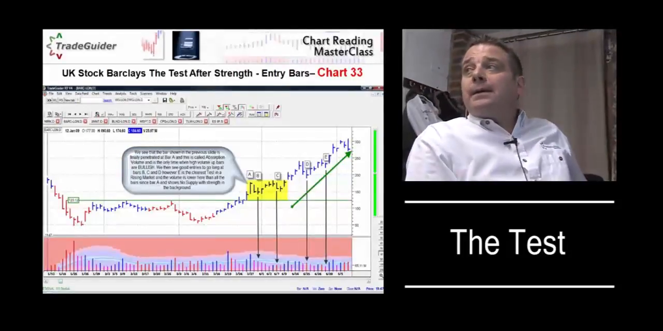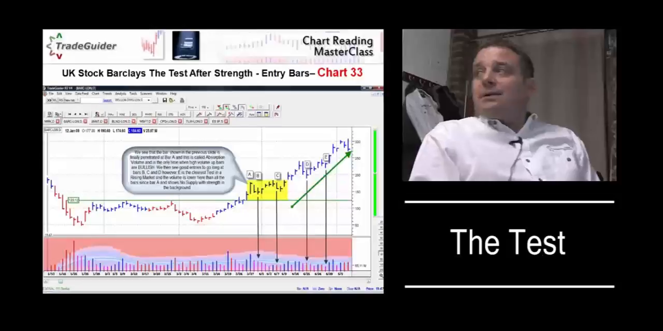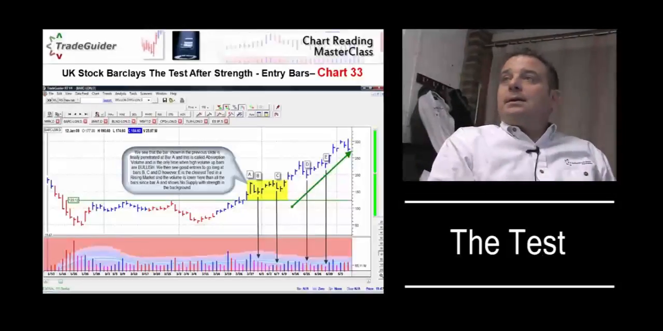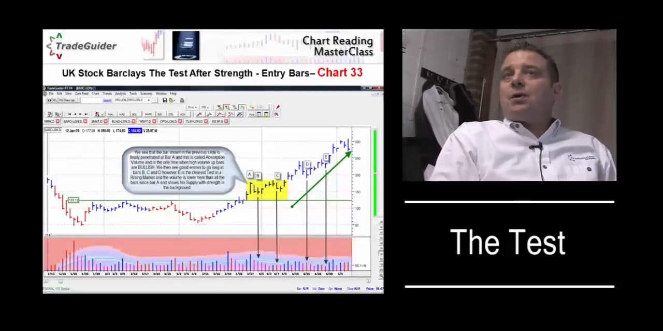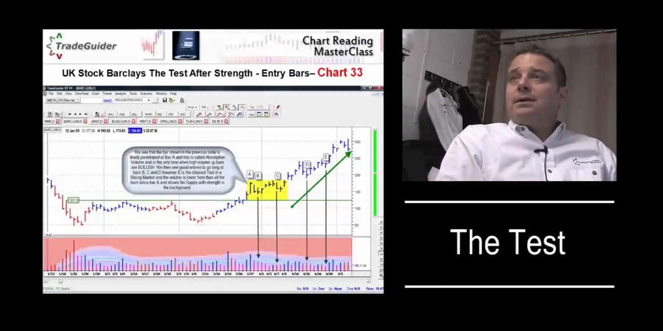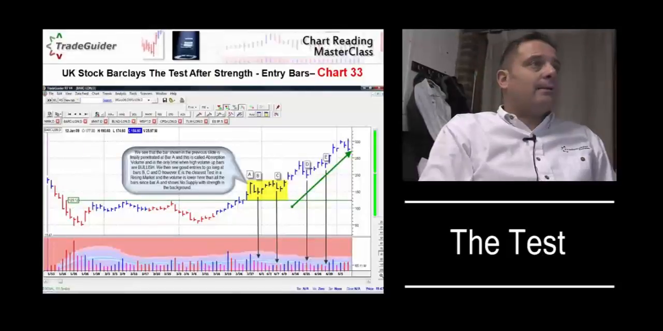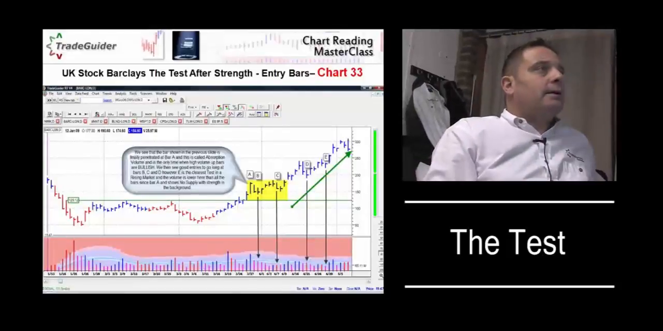Yes. Anything to add to that? Nothing I can really add to that one. Okay. Tom, anything you want to add there? You've got stopping volume. It churns a little bit, it hits resistance twice, and then it goes up on very high volume. Immediate test and then takes off. Yeah, very, very obvious one, that one.